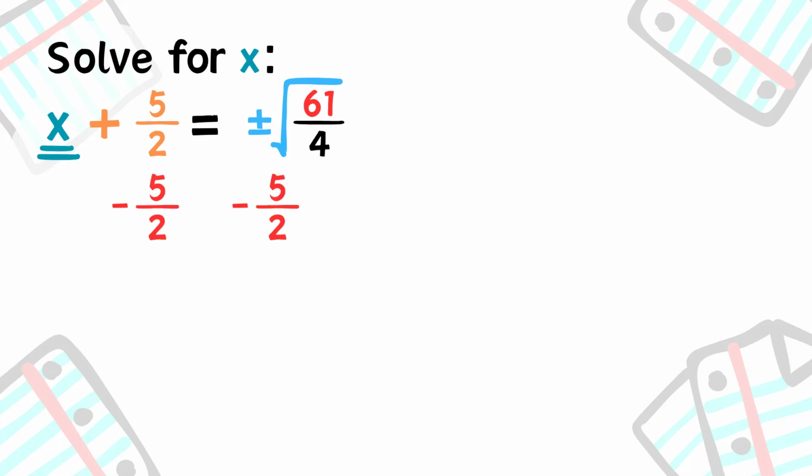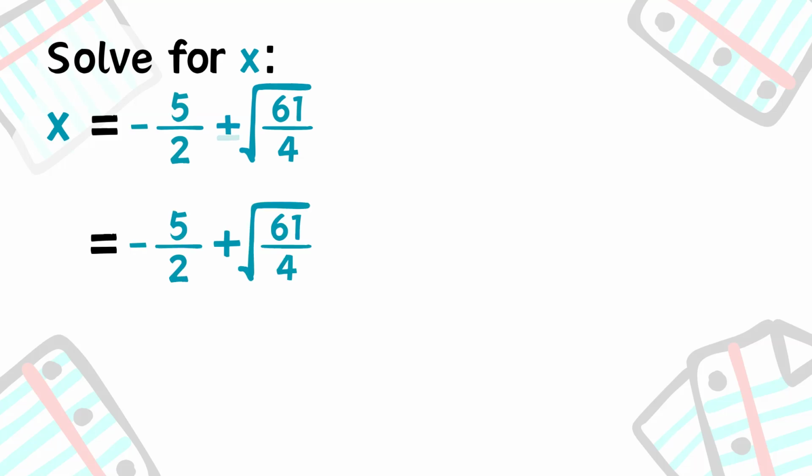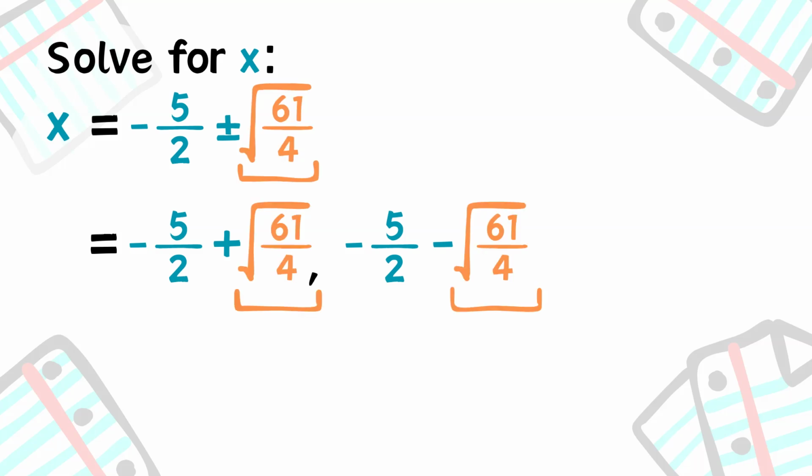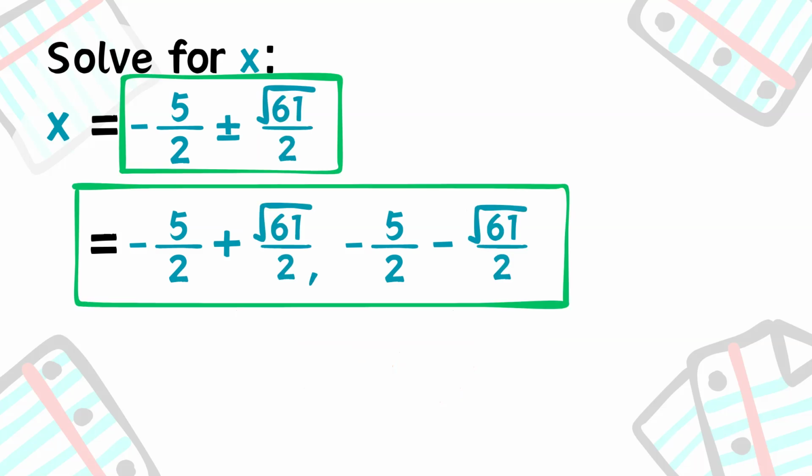Now to isolate for x, we subtract 5 over 2 from both sides. This gives us both negative 5 over 2 plus the square root of 61 over 4 and negative 5 over 2 minus the square root of 61 over 4. And now we can simplify a little bit. We know that the square root of a fraction is the square root of the numerator over the square root of the denominator. Thus we can simplify the square root of 4 as 2, and that's as simple an answer as we can get. Let's try one more.